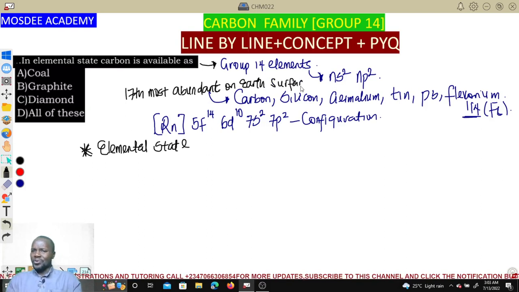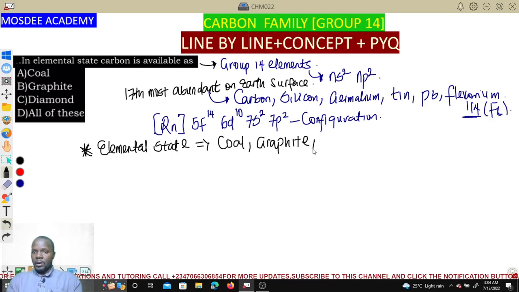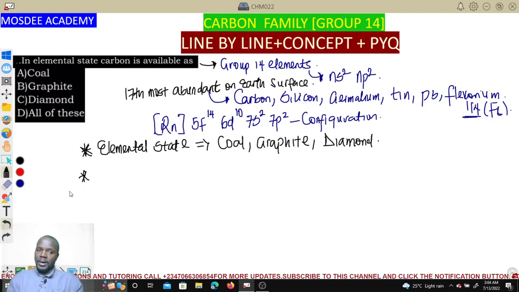So I'll just take you through some physical stuff you can keep in mind. The elemental state of carbon: you can see carbon in the form of coal, in the form of graphite, and in the form of diamond. As well, you can also see carbon in a combined state.